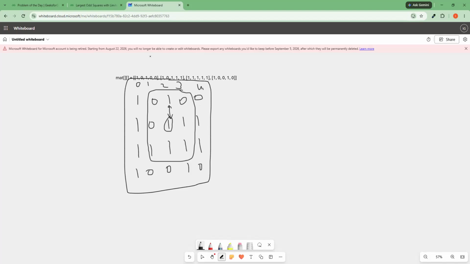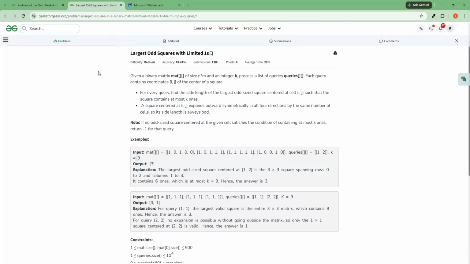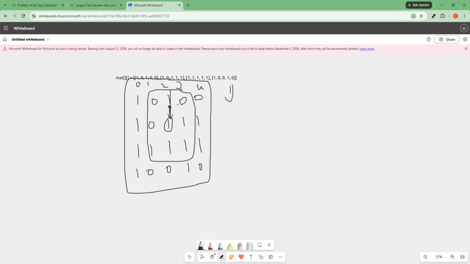We have to find the longest odd side square length. One important point to think about is that every length we go, whether one, twice or thrice, the length of the square will be odd. There cannot be a possible solution where the length of the square is even. So this problem can be reduced to the longest square with limited ones, but odd is just to give you a hint. So odd will be the length.